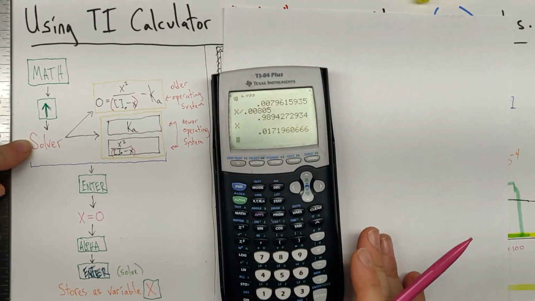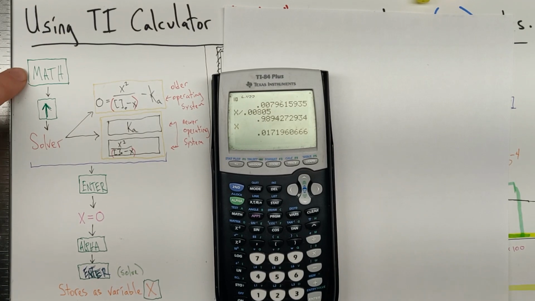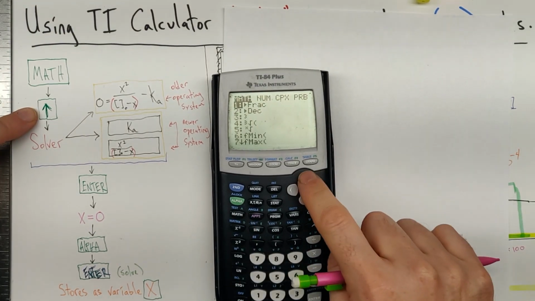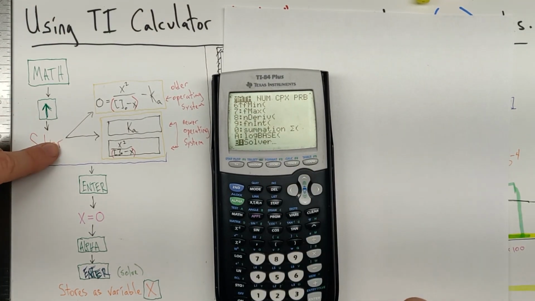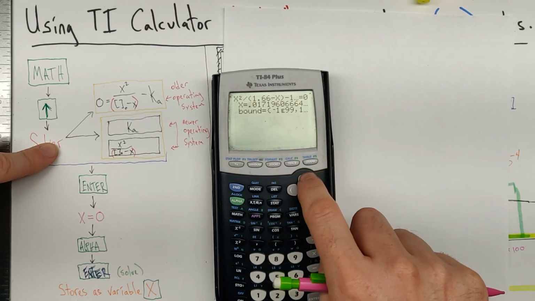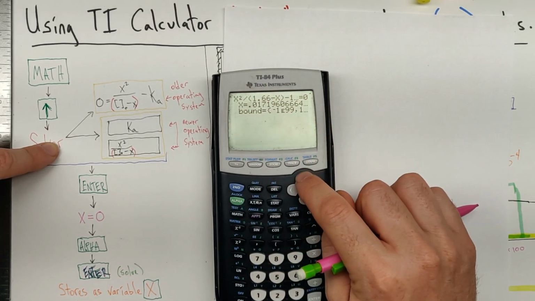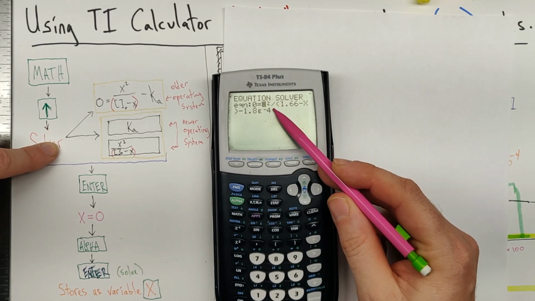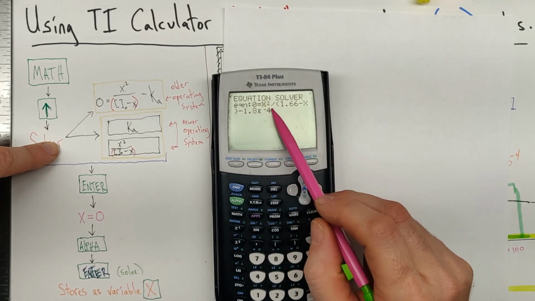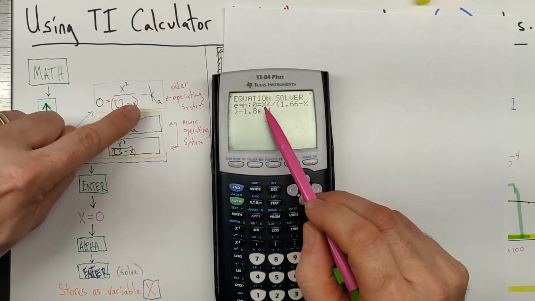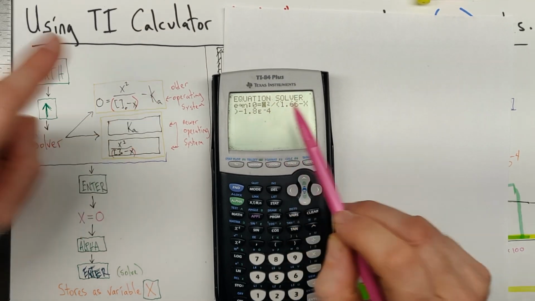So let's run through that again, start to finish, super quickly. The first thing we're going to do, hit that math key, then go ahead and hit up so you get to solver, hit enter. It'll give you this screen right here, which is the solution screen. You probably want to hit up to go back to that screen where you're punching in an equation, in this operating system of the form 0 equals some stuff minus something else.